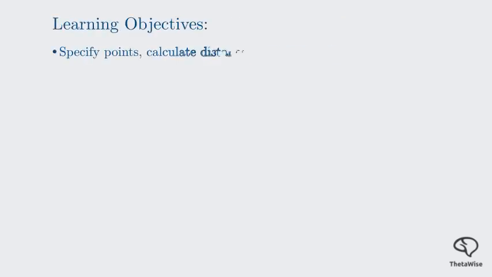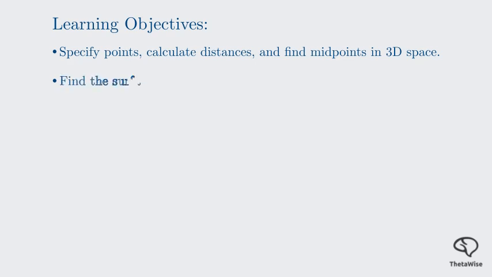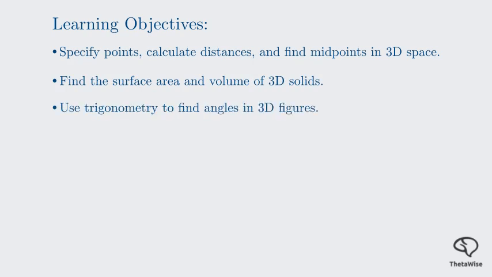By the end of this session, you will be able to perform three main tasks. First, specify points and calculate distances and midpoints in 3D. Second, find the surface area and volume of 3D solids. And third, use trigonometry to find angles in 3 dimensions. Let's begin. We'll start with the fundamental concept of three-dimensional coordinate geometry.